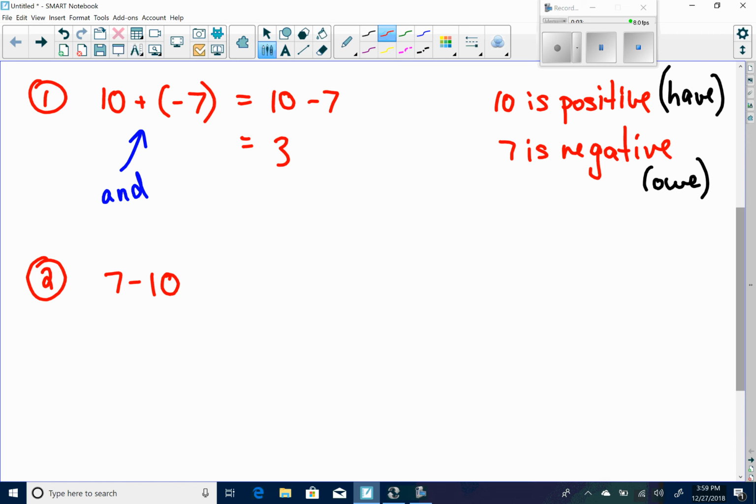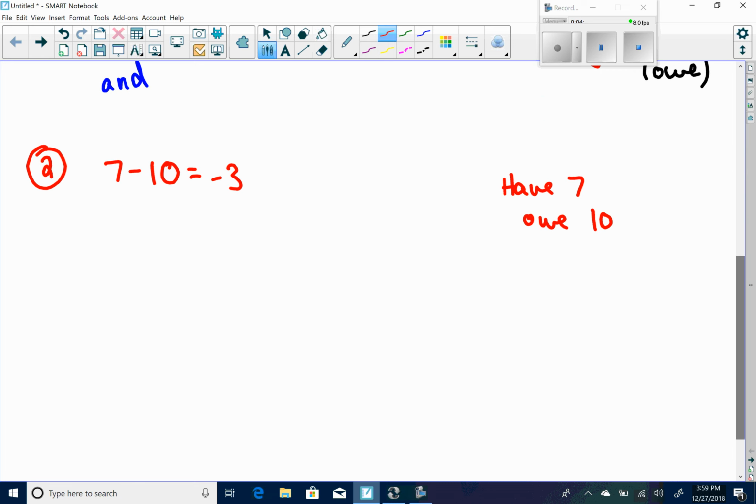So 7 minus 10 could be looked at as we have 7, but we owe 10. So just think to yourself, if you had $7 and you owe 10 to either somebody or on a bill, you don't have enough, do you? If you pay the 7, how much would you still owe? Well, you would owe 3, but to indicate that we owe, it would just be a negative 3. Let's try a few more.